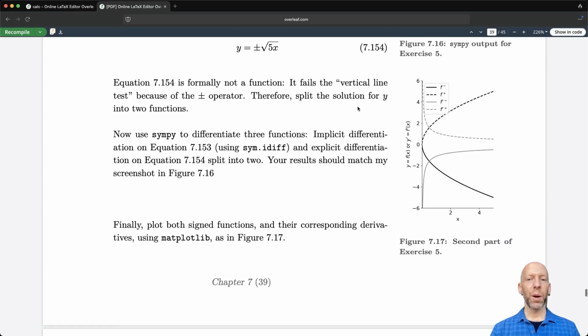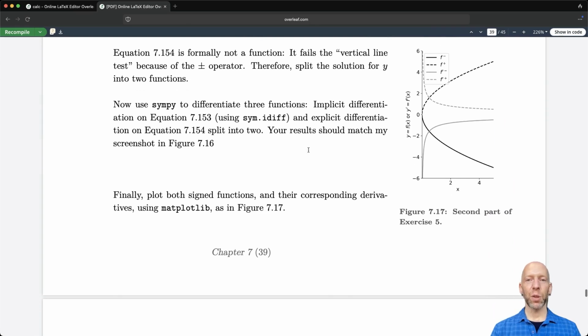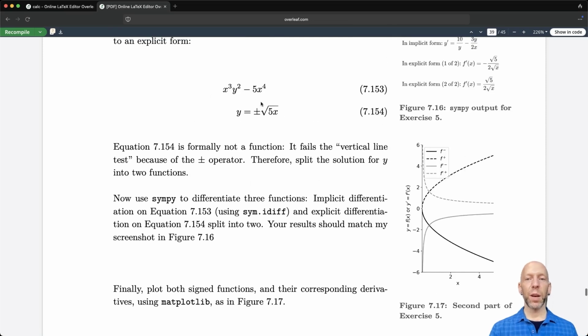And then finally, part 3 of this exercise is to generate a figure that looks like this. Here we are plotting the positive and negative of the function and the positive and negative of its derivative. So 4 functions in total. And that's because this one expression needs two formal functions to capture both the positive and the negative aspect of the square root function.